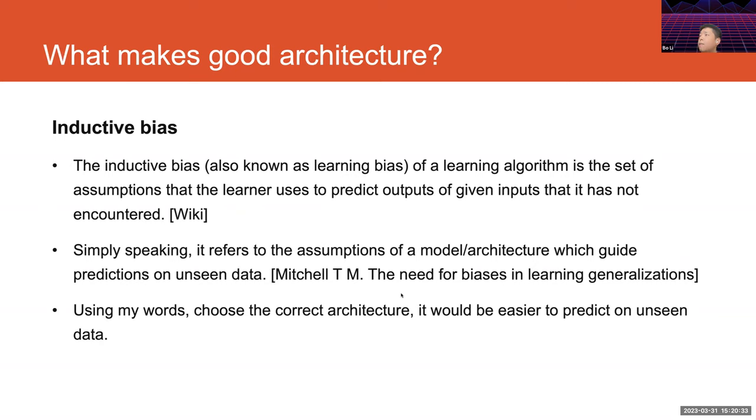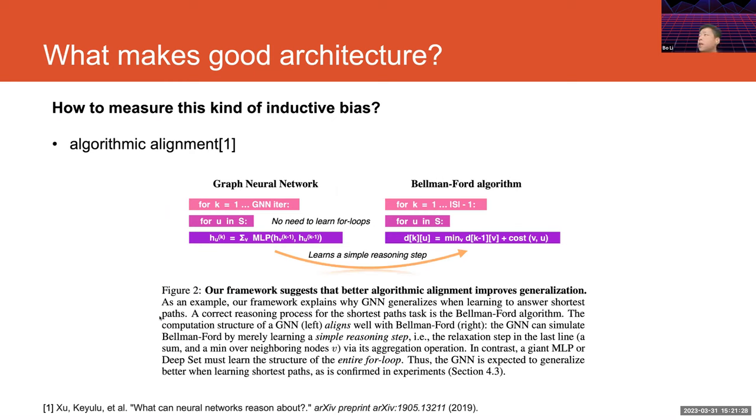We naturally think that maybe a better architecture, from the perspective of the inductive bias, helps. This is a wiki definition of the inductive bias. It's a complicated one, but simply speaking, if we have better assumptions on the models and the architectures, they will guide the predictions on unseen data. In my words, if we choose the correct architecture, it will be easier to predict on unseen data. It's like the ViT results I showed previously. So how do we measure this kind of inductive bias?